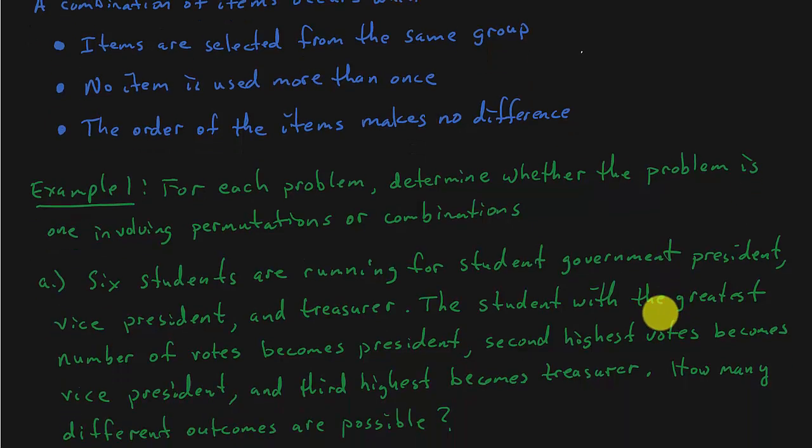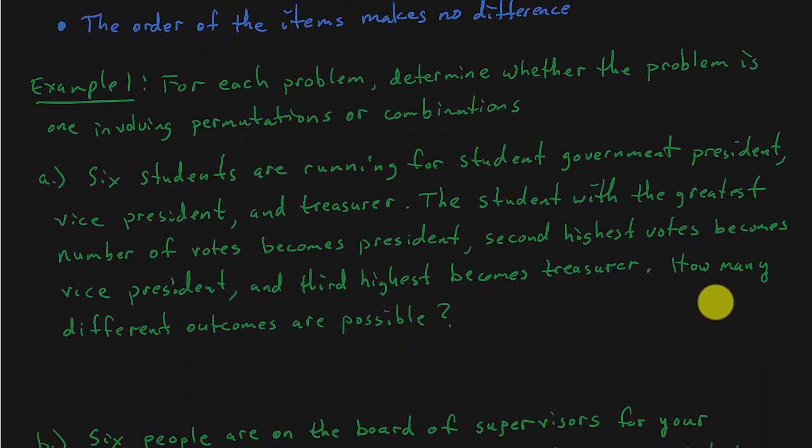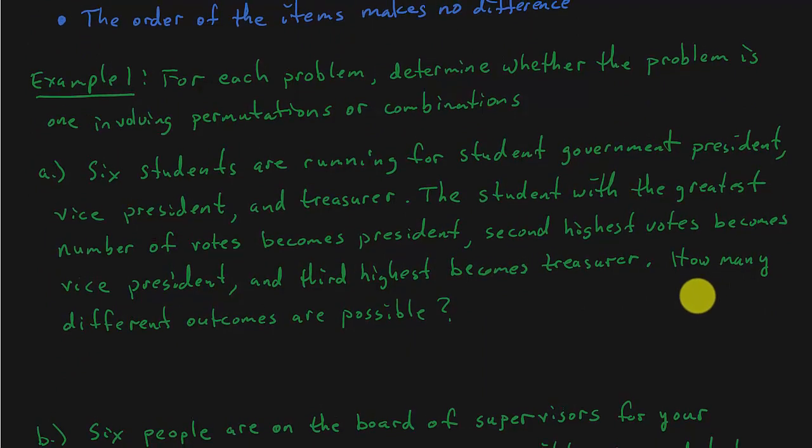But first, let's look at this. We've got an example, and in this example we're not calculating any combinations or permutations or anything. This problem simply wants us to determine whether the problem is a permutation or a combination.